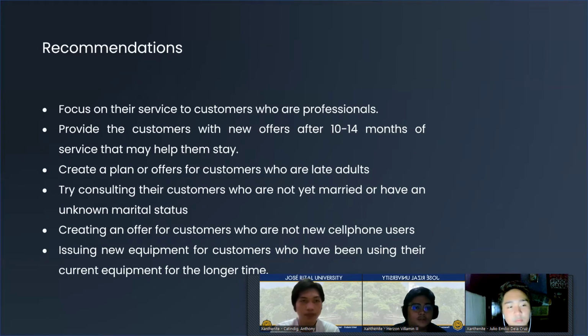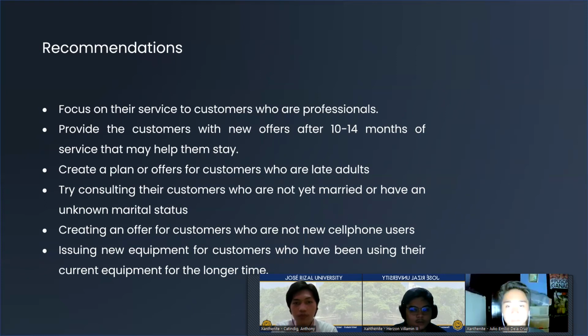Focus on their service to customers who are professionals, provide the customers with new offers after 10 to 14 months of service that may help them stay, create a plan or offers for customers who are late adults, try consulting their customers who are not yet married or have an unknown status, create an offer for customers who are not new cell phone users, and issue new equipment for customers who have been using their current equipment for a longer time.